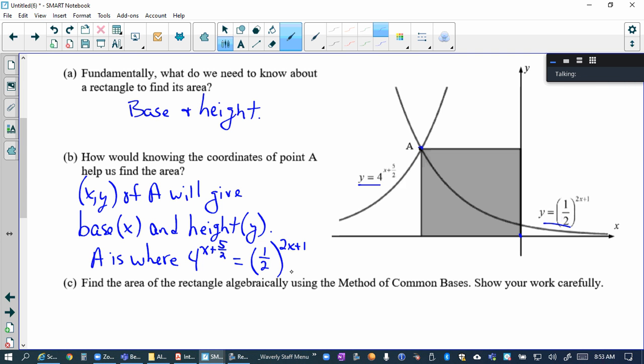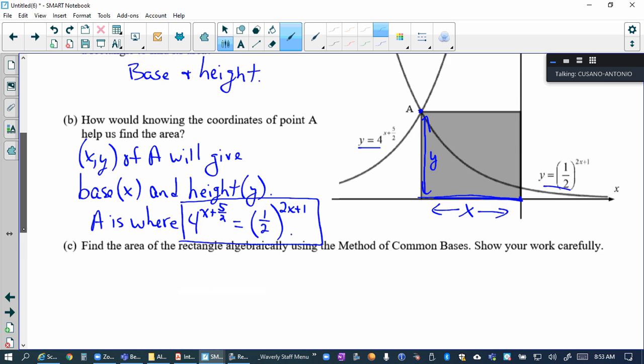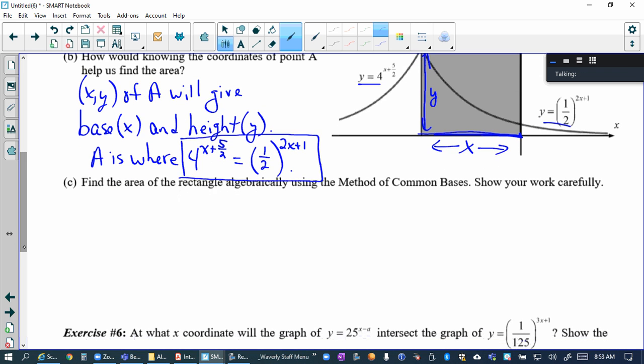Okay? So if we get this distance, that's our x value, isn't it? And then this distance, our height, that's our y value, is it not? And that's the coordinates of A, x comma y. You with me on that? So how can we find that x value if we know that A is where this happens? We can find it by solving that equation. So we use the method of common bases to solve that equation and get our x. And then we can plug it in and find the y, couldn't we?